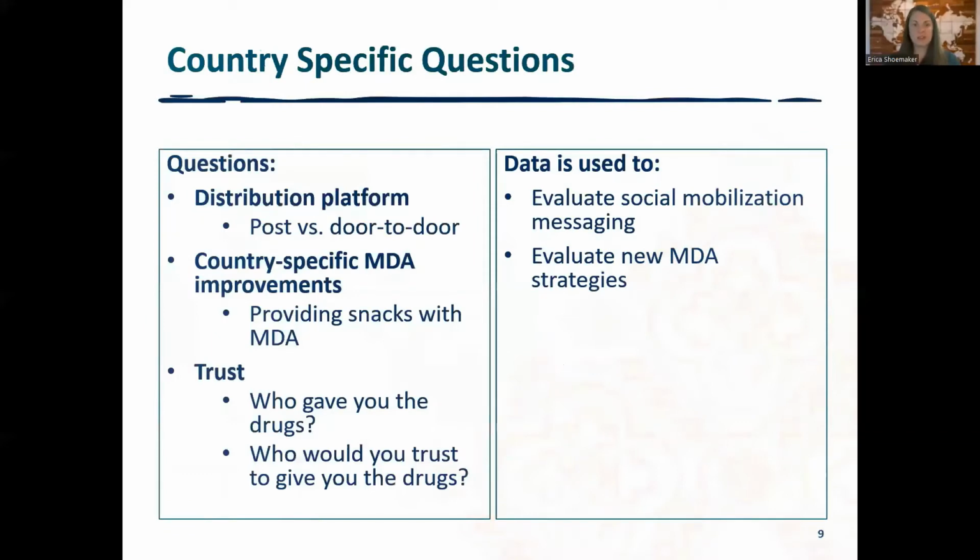In coordination with national programs, ACTIS has also helped to develop more targeted questions that are specific to a particular country context. Some examples of these questions are asking participants where they received the medication, if it was through a door-to-door distribution, or if they received it at a drug post. Data from this question is helpful in allocating resources for future MDAs.